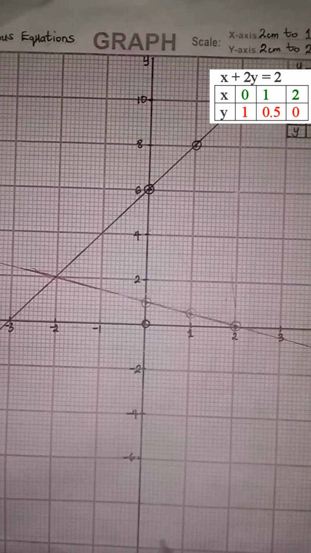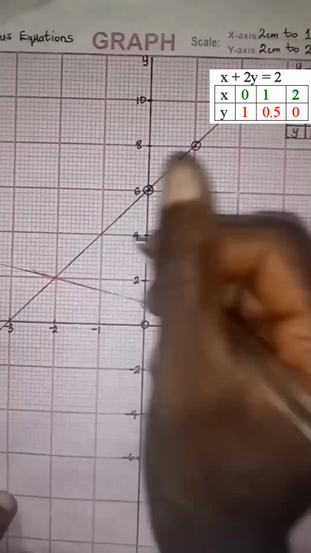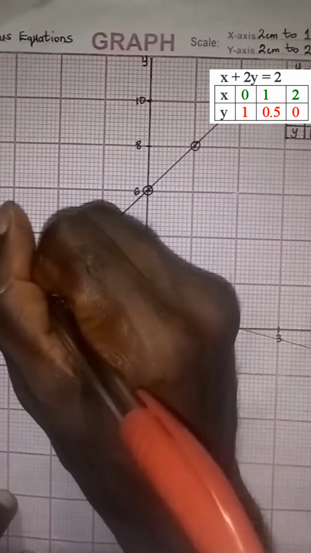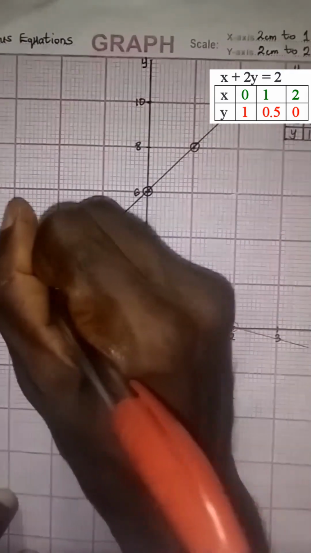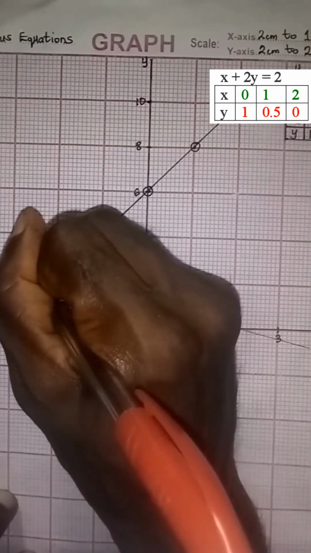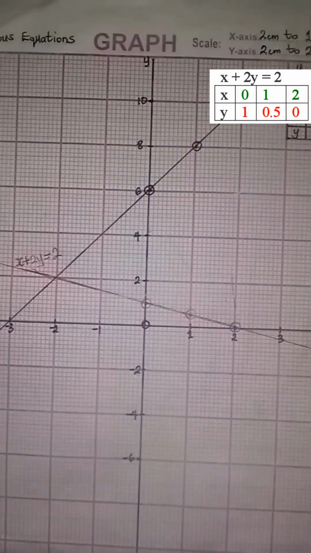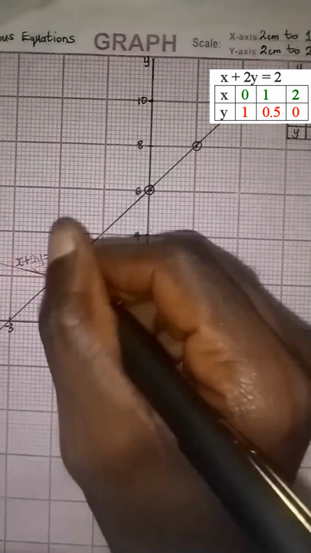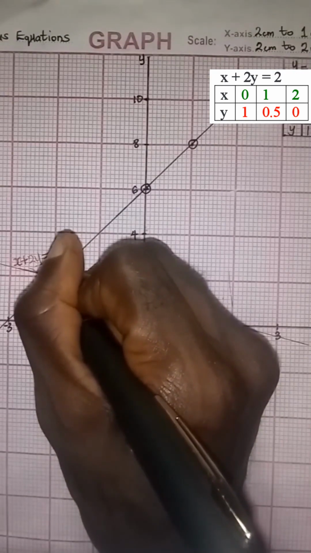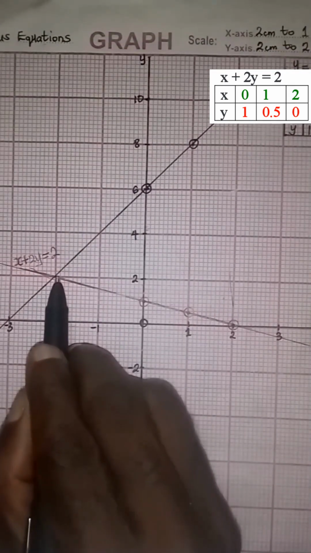Now that we have the line, again, we are going to label the second equation, which is x plus 2y equals 2. That is the second equation. Now, the solution to the simultaneous equation that we've got here will be the point of intersection of the two lines. The two lines intersect here.